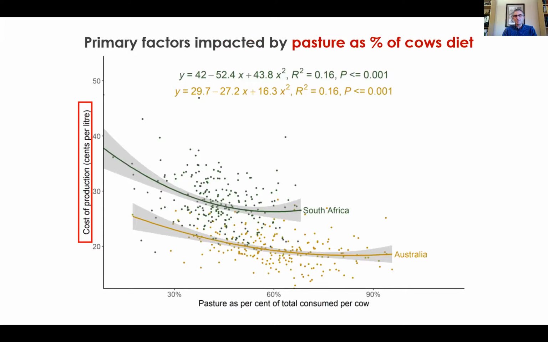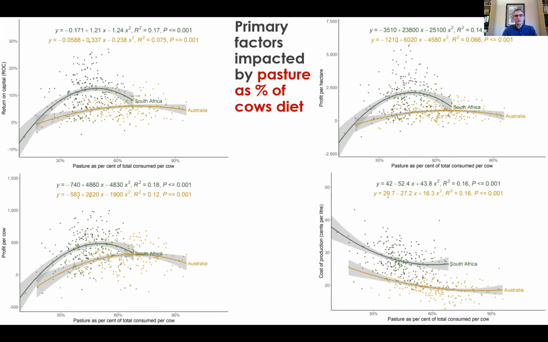This graph outlines the impact of diet pasture percent on cost of production per litre. The two trends are similar and strong, with increasing diet pasture percent contributing to a decrease in cost of production. So these are the first four graphs.